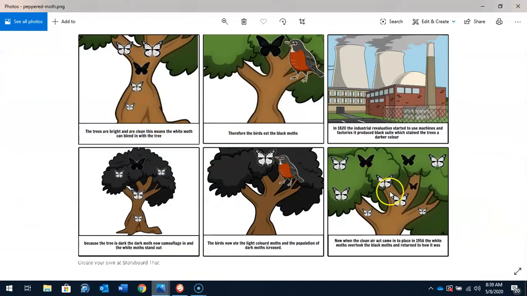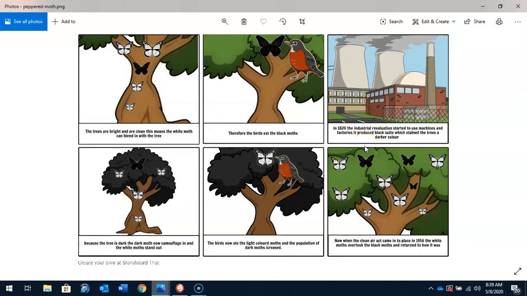Okay, so before the industrialization, the trees were bright and clear, meaning that the white moths or the peppered moths could blend in with the trees. So these trees would not be brown, they'd be kind of like an off-white with little dark spots, which would help the peppered moths blend in. So before, the birds would only be able to eat what was standing out, which before the Industrial Revolution started, they wouldn't blend into the trees.